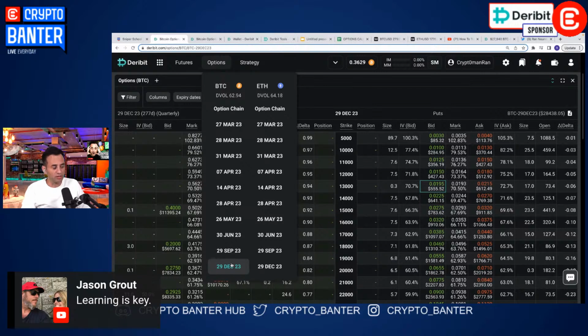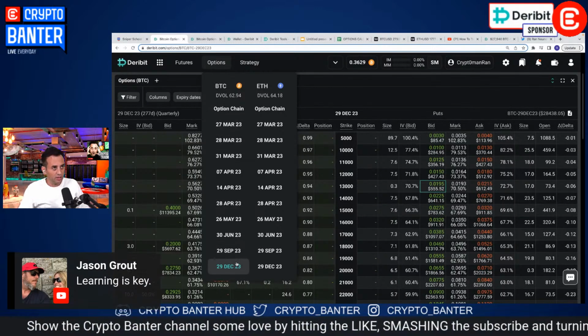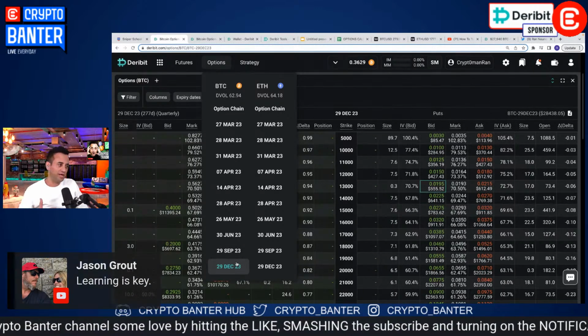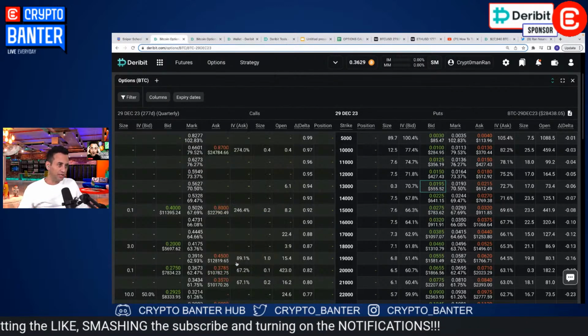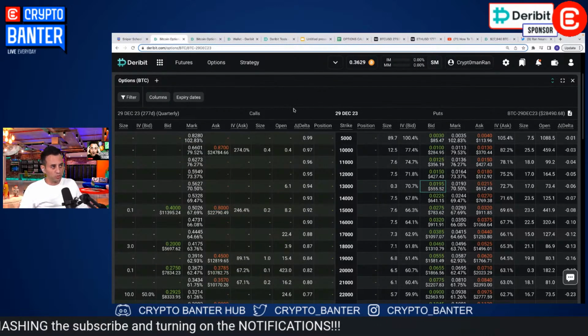We're going to click on 29th of December, 2023, because we're looking to hedge our portfolios or to speculate towards the end of this year. You can obviously do it for much shorter durations. In fact, you can even do it for as soon as next week. But just for now, let's talk about thinking forward until the end of 2023, which is the 29th of December, 2023. And if you click that, as you can see, there's puts and calls.